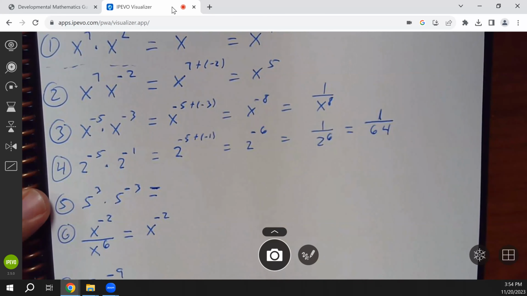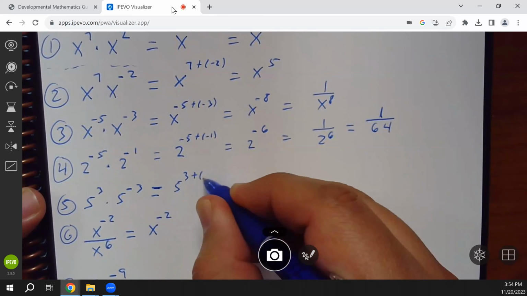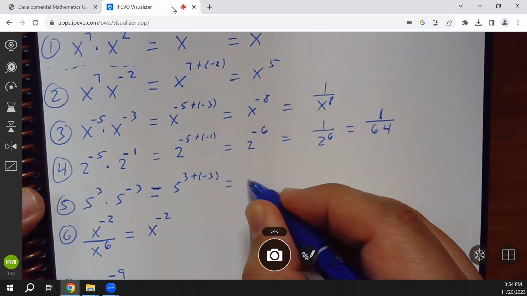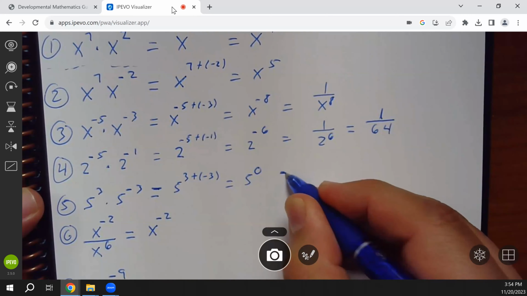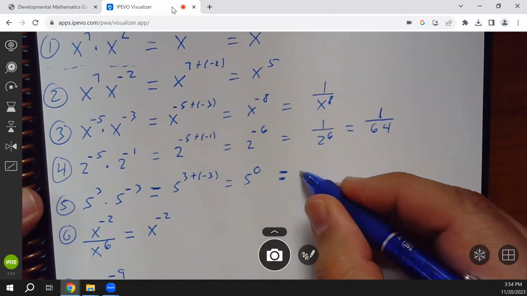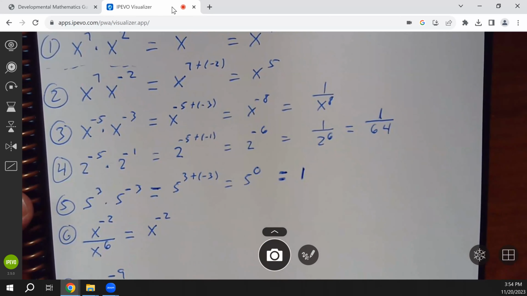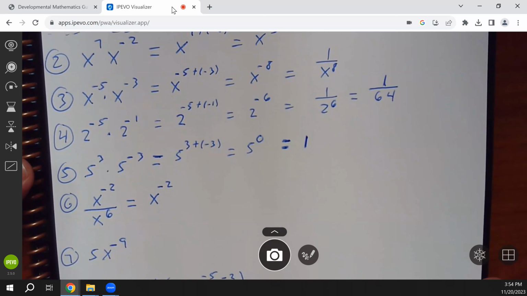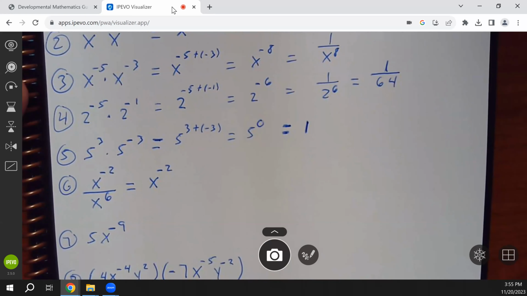What happens here? Yeah, they cancel out, right? Anything to the zero? One. Have any issues with those three here?